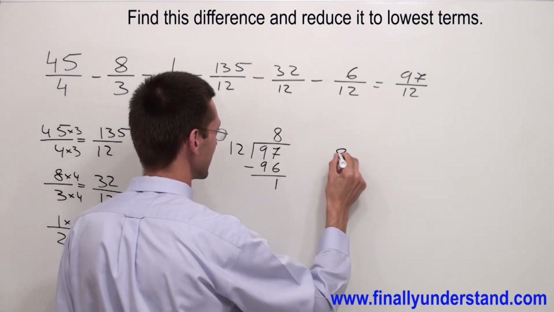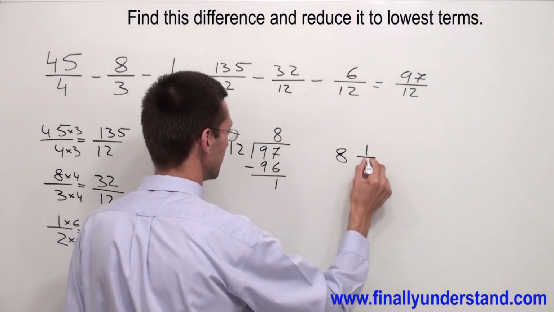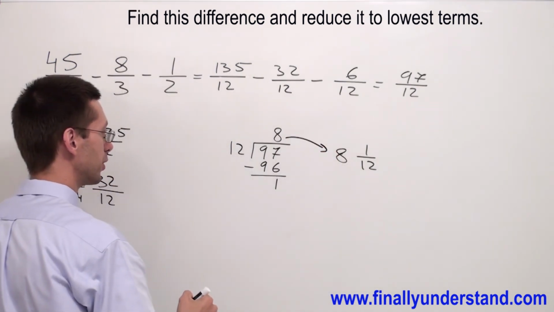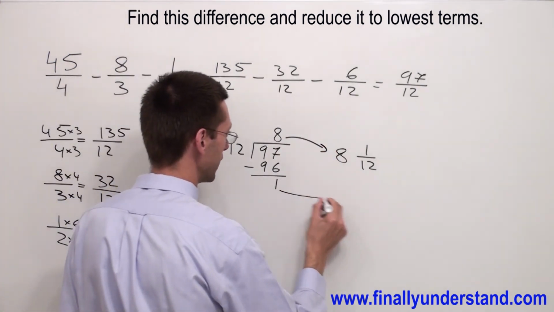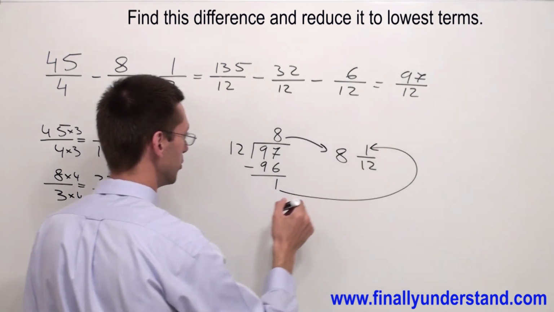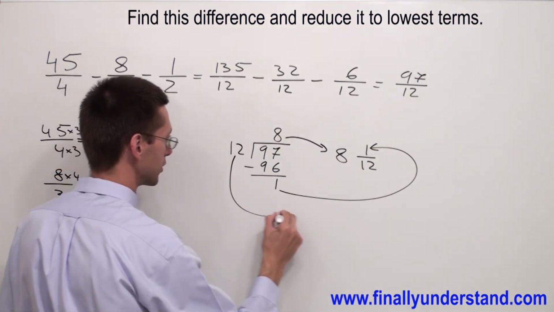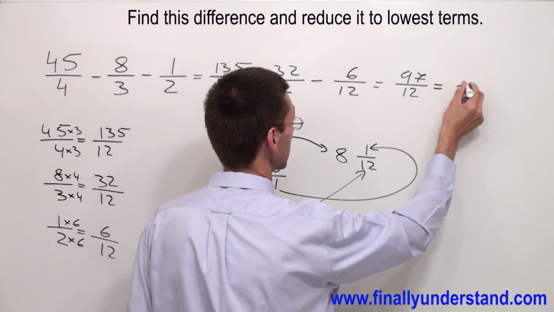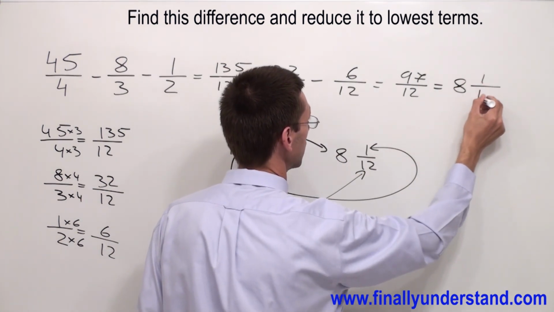So my answer is 8 and 1 over 12, where the top number goes to the front, the remainder goes to the numerator, and the divisor goes to the denominator. So the answer for my problem is 8 and 1 over 12.